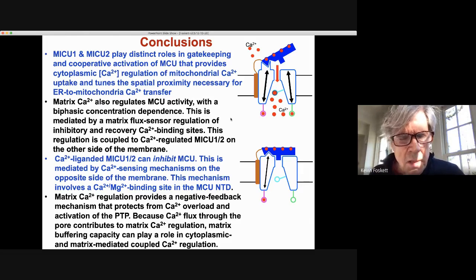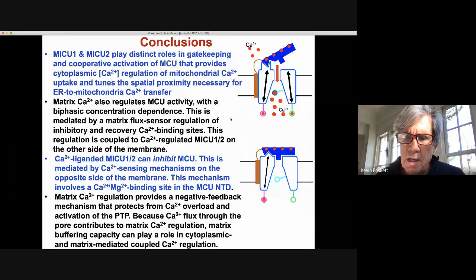and Kim Kamer in Vamsi Mootha's lab has done very important work along these lines. In fact, she was often one step ahead of us. But when we've looked at the behavior of gatekeeping, both in terms of the threshold that it sets and the cooperative activation, there's a very distinct difference between MICU1 homodimers and MICU1, MICU2 heterodimers.